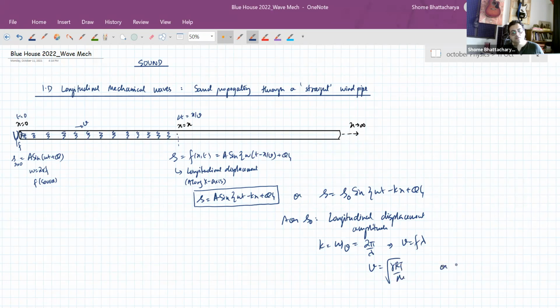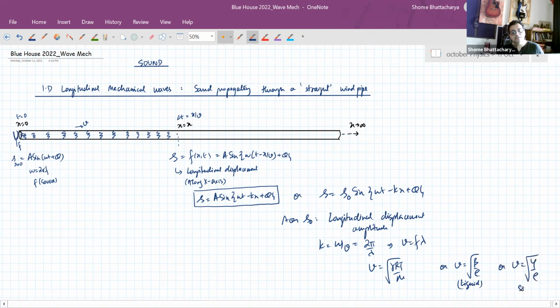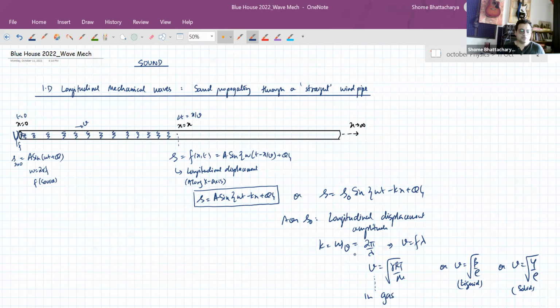or if it is a fluid medium, like a liquid medium, it is this speed of sound in a liquid, or if it is a solid medium, then it becomes square root of Young's modulus divided by density. But in a gaseous medium, assuming the gas is more or less like an ideal gas, this is the speed of sound in gas medium. And then we understand in this that v is the property of the medium, whereas f is the frequency of the source. It is independent of the medium, and lambda is affected by both. Okay. So this is the starting point we saw.